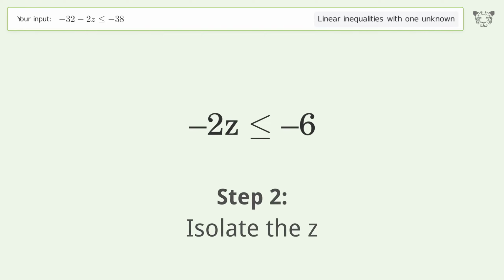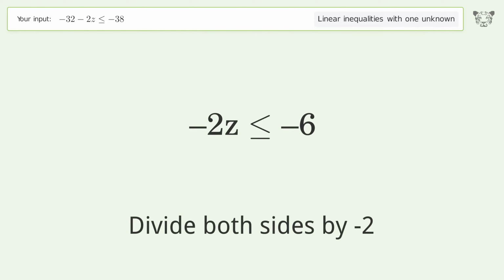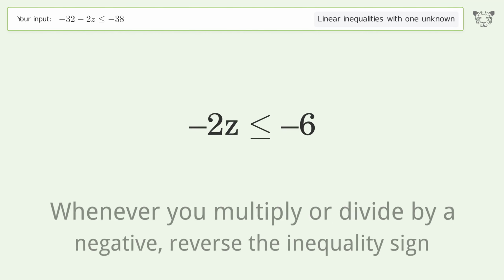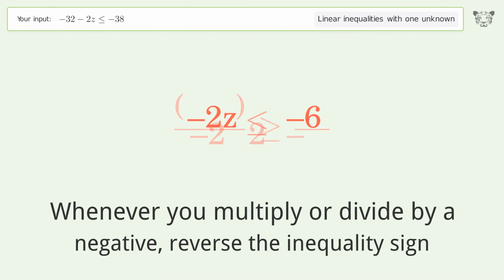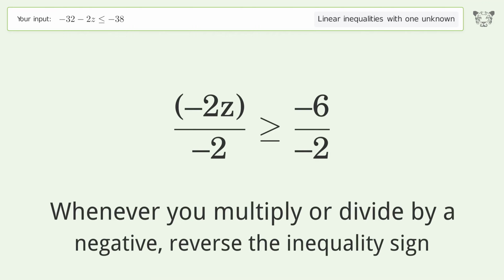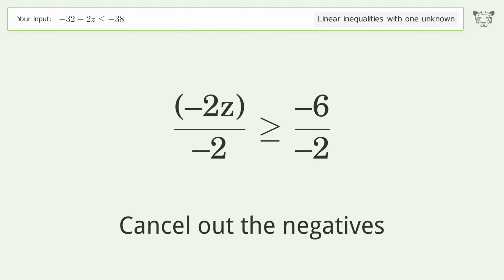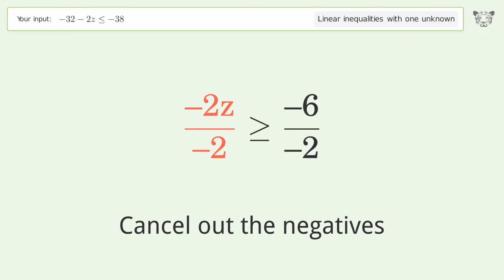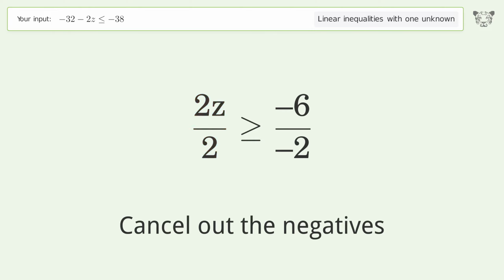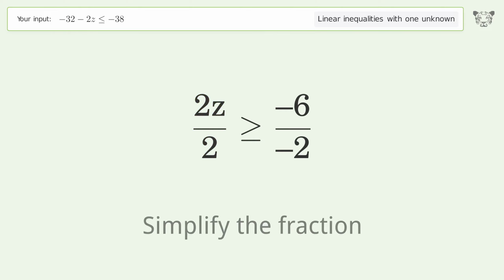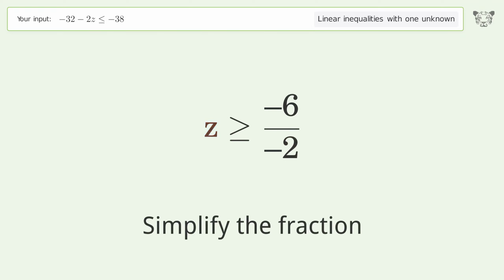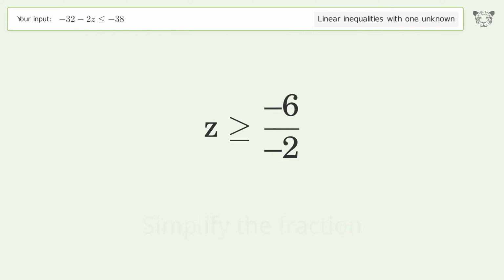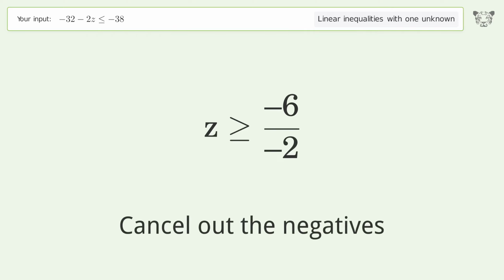Isolate the z. Divide both sides by -2. Whenever you multiply or divide by a negative, reverse the inequality sign. Cancel out the negatives. Simplify the fraction. Cancel out the negatives.